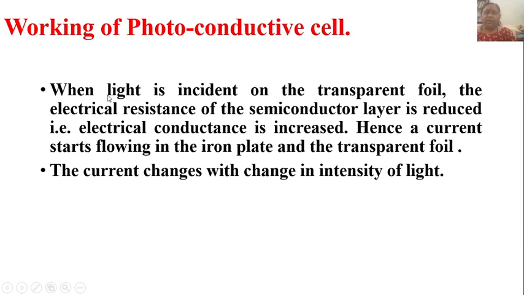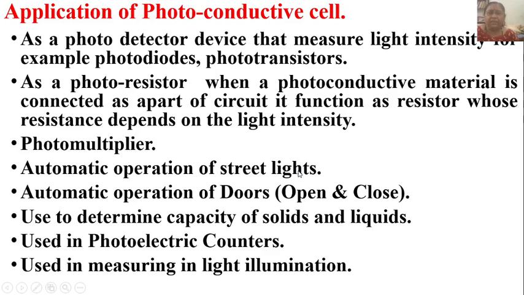Now the working of the photoconductive cell. When light is incident on the transparent foil, the electrical resistance of the semiconductor layer is reduced. That is, electrical conductance is increased, and hence a current starts to flow in the iron plate and the transparent foil. The current changes with the change in intensity of light.